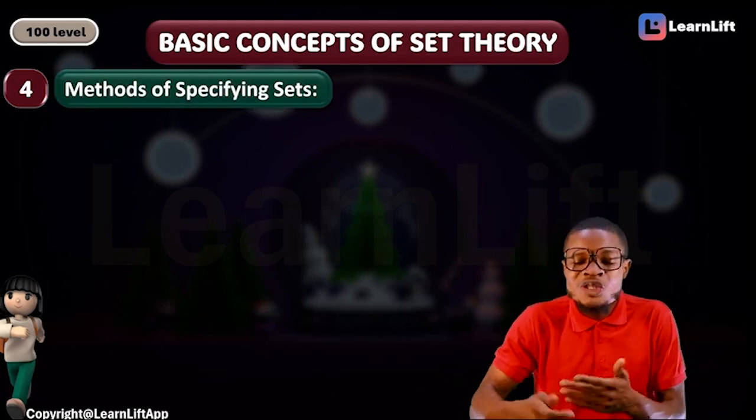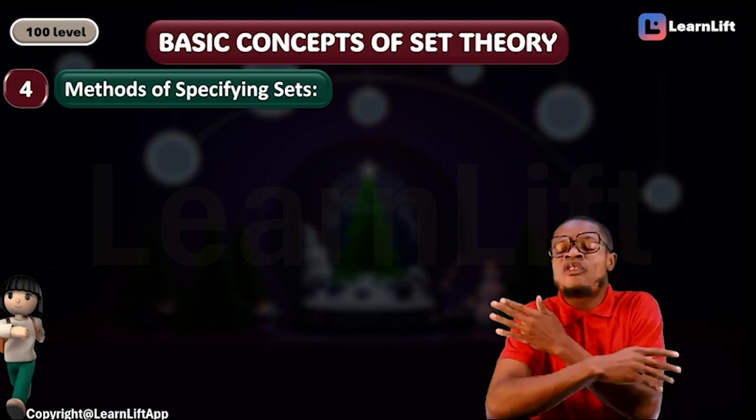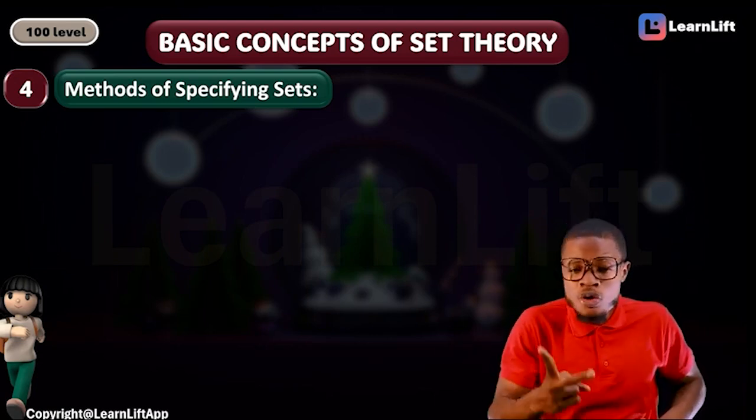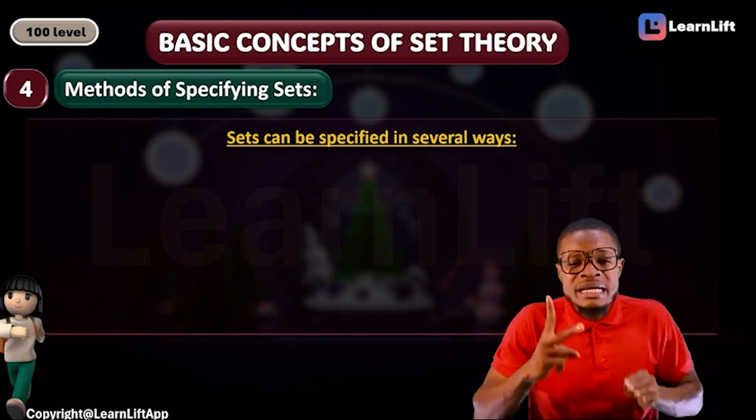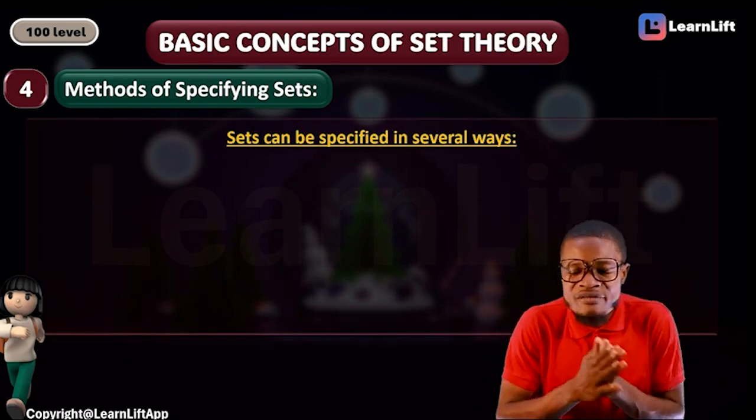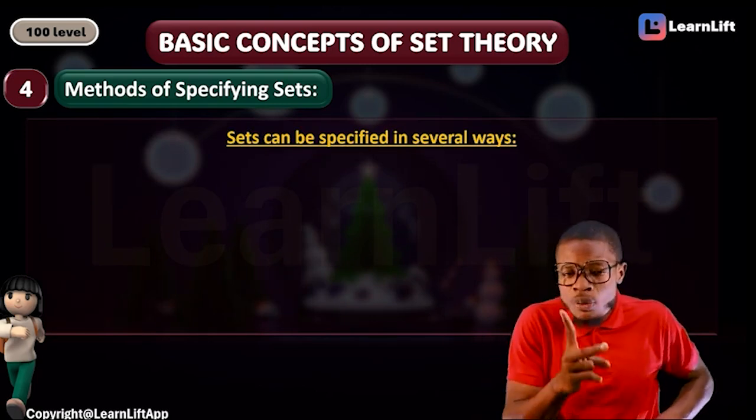So what are the various methods of specifying sets? There are a lot of methods used to specify sets, but we're going to focus on just 2 of them that are very, very key and cardinal. So take note of this. Sets can be specified in several ways, but we will focus on 2. Now, what are the 2?